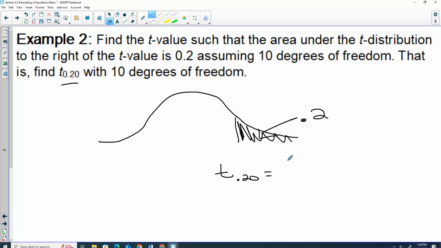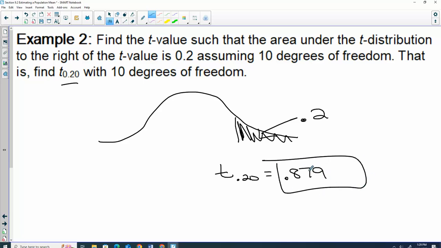Across the top, we have our probabilities. You'll notice we don't have all of them on here, so this table is a little bit limiting. But I do have 0.2. And then down the side, we have the degrees of freedom. So we have 10 degrees of freedom and 0.2. So I go down to 10, over to 0.2. And that gives us our t, which is 0.879.